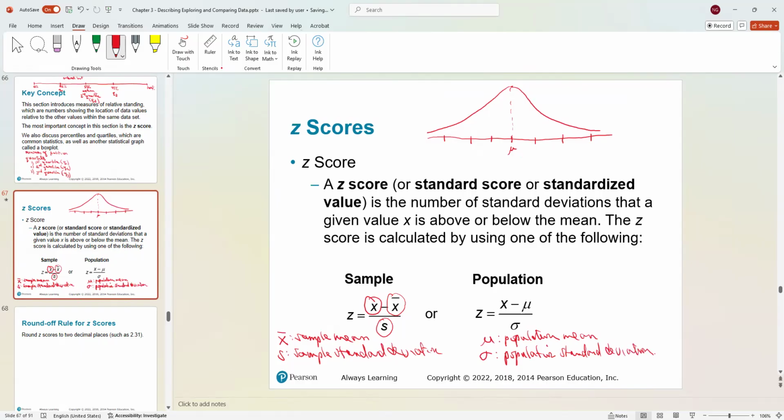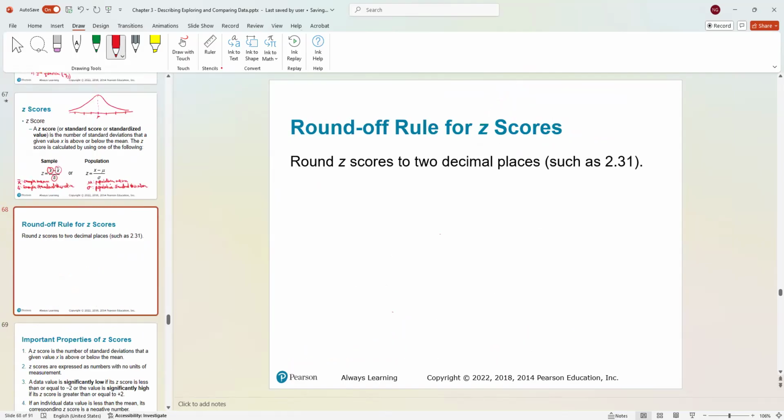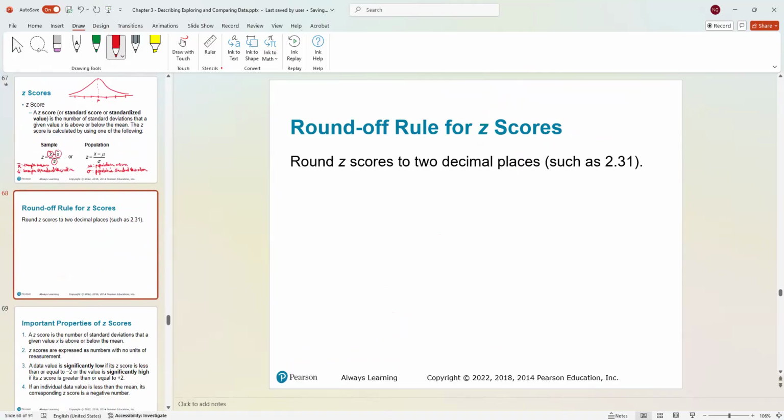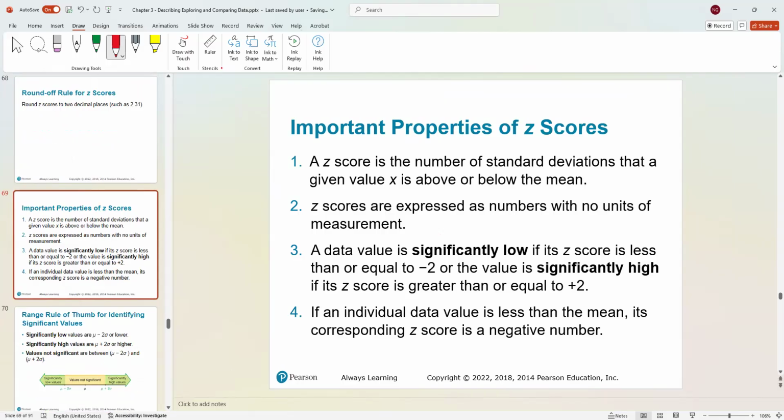Right? Population standard deviation. Now, we said that you can round z score to two decimal places. That's very important. Of course, we're going to have a chance to do it because the rounding is motivated by the format of standard tables that we would see in which z scores are expressed with two decimal places. We'll have a chance to do that. But in terms of important properties of z score, a z score is the number of standard deviations that a given value x is above or below the mean.